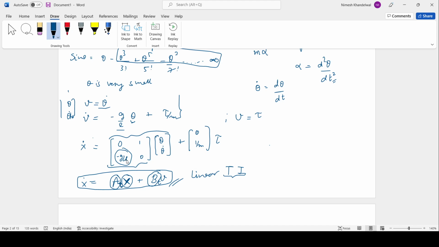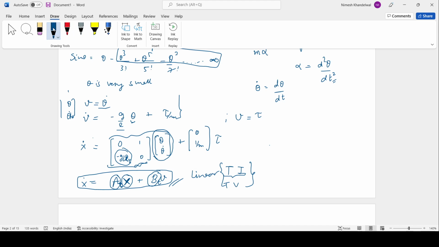Let us say that this length L here is changing with time. Then this A has now become a function of time. It will change with time, but at every time, it will still be only linear in x. So that is why when A and B both change in time, it is called a linear time varying system. So even linear systems are of two types.